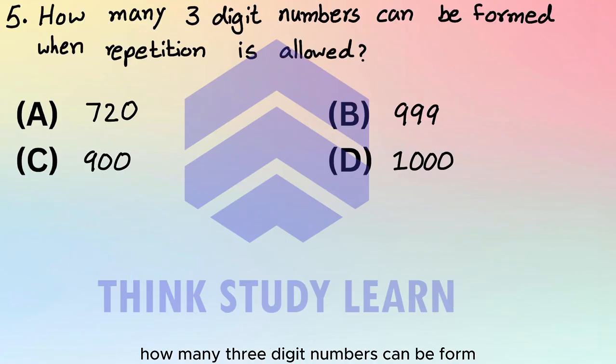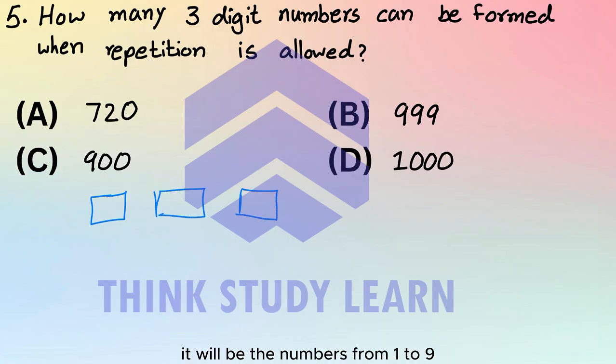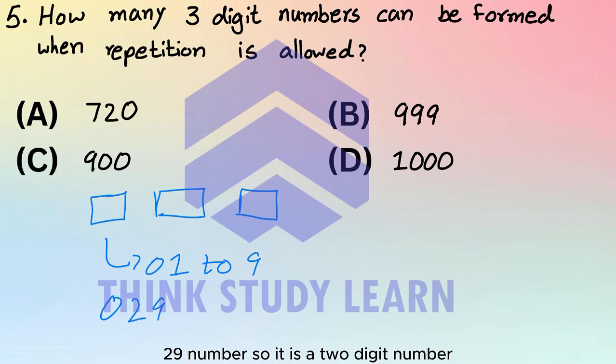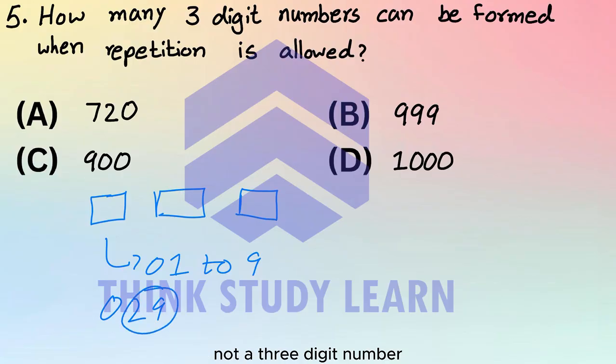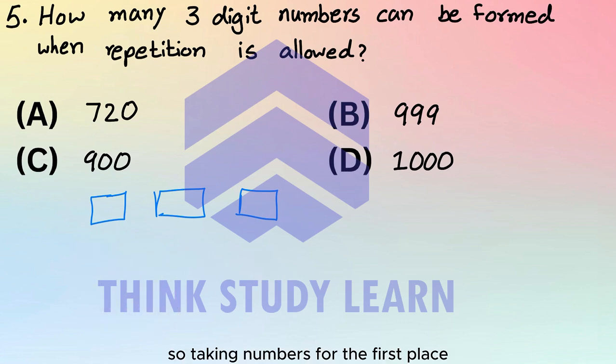The fifth question states how many 3-digit numbers can be formed when repetition is allowed. So to find 3-digit numbers, we know that it will take 3 places. So for the first place, it will be the numbers from 1 to 9, because we can't take 0 here. If it is, let's say, 029, it is a 2-digit number, not a 3-digit number, because 0 is in the first place. So we will take the numbers from 1 to 9 for the first place.